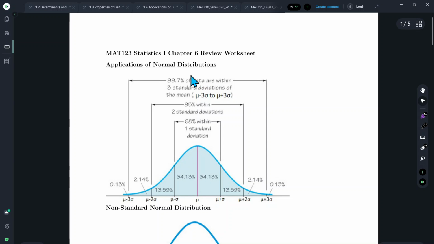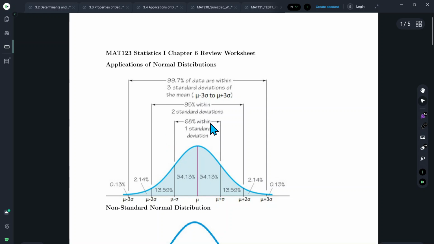In this video, we'll take a look at how to calculate probabilities and areas for problems involving the normal distribution. If you have a data set that's normally distributed for some arbitrary mean and standard deviation, typically we'll be working with what's called a non-standard normal distribution. It has the same general bell curve shape. The center is at the mean, and the spread is described by the standard deviation.